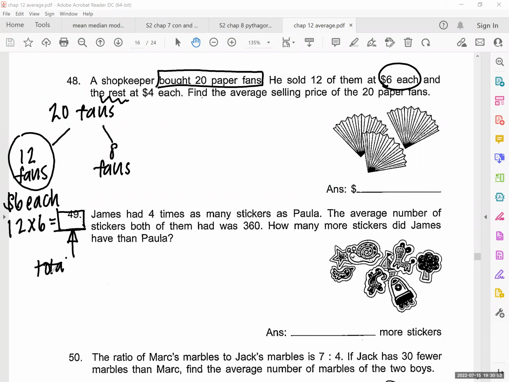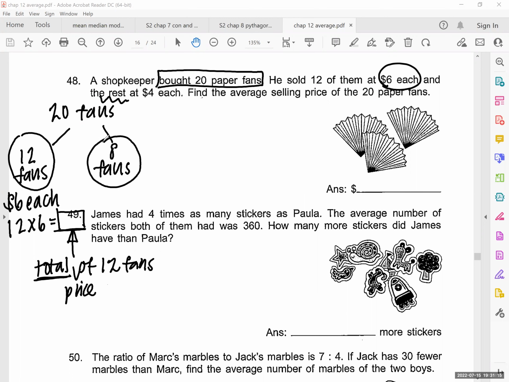Total, yes. The total what? Of 12 fans. The total what of 12 fans? Number? Nope, not number. The total what? Look carefully. Read the question. The total price. So the total price of the 12 fans.